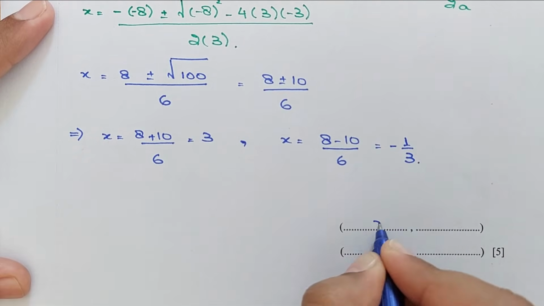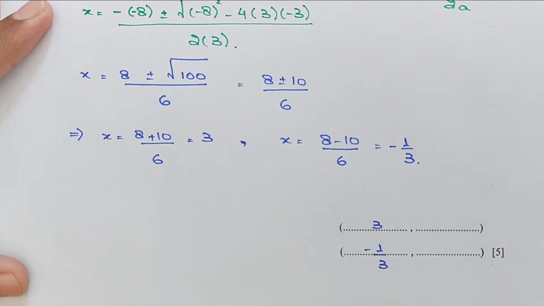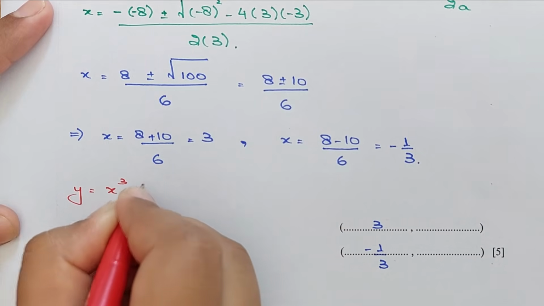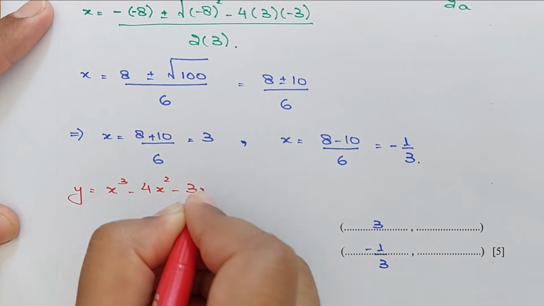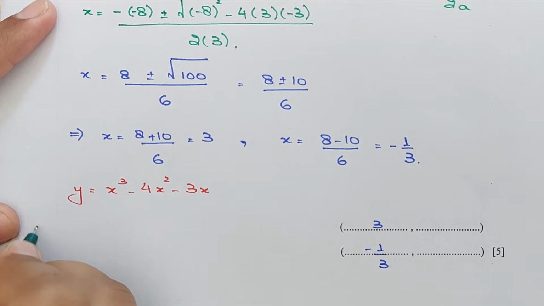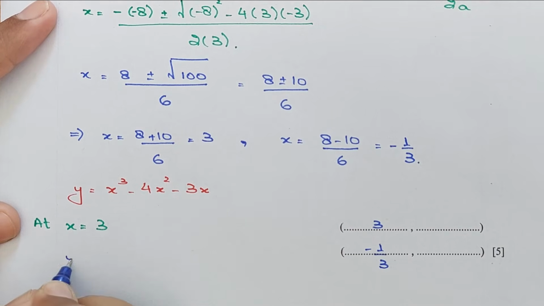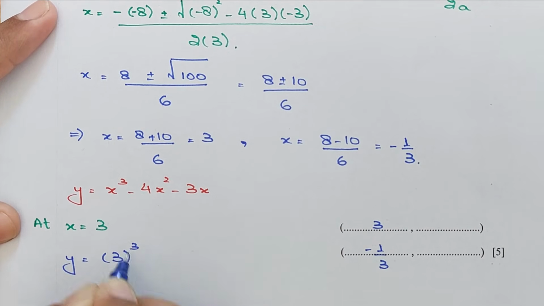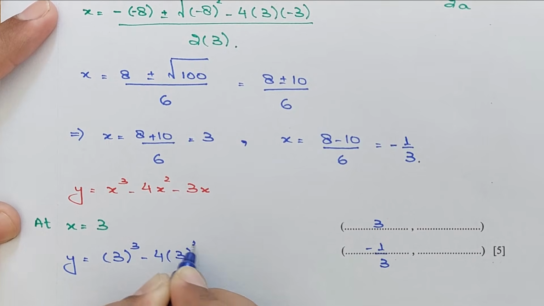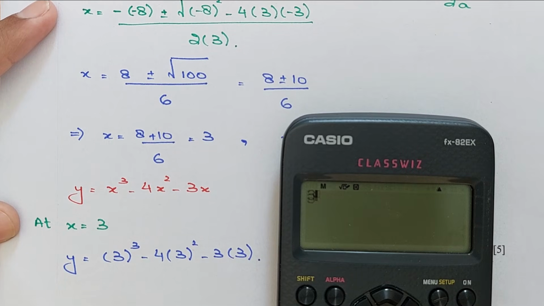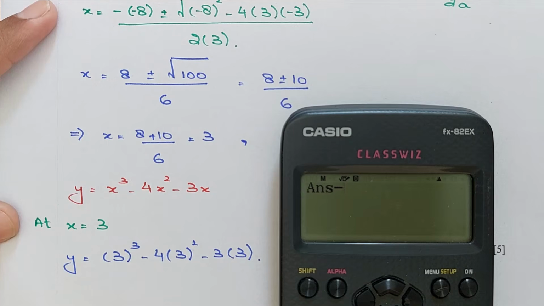Let me solve for the y coordinates, for 3 and minus 1 by 3. Now for the corresponding y coordinates, we have to substitute the values into the equation x cubed minus 4x squared minus 3x. All right. So at x equals 3, what is y? So y equals 3 cubed minus 4 into 3 squared minus 3 into 3, which gives negative 18. This is y.